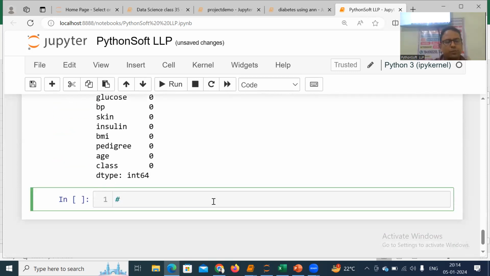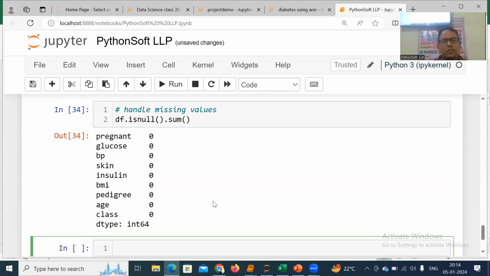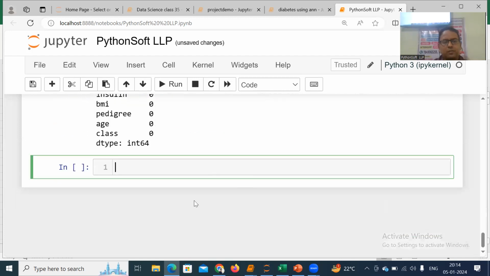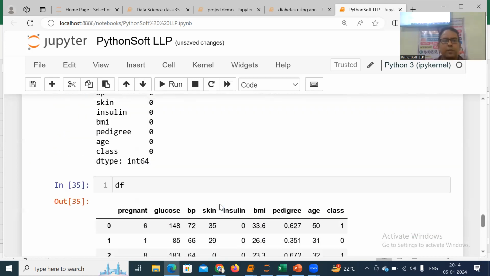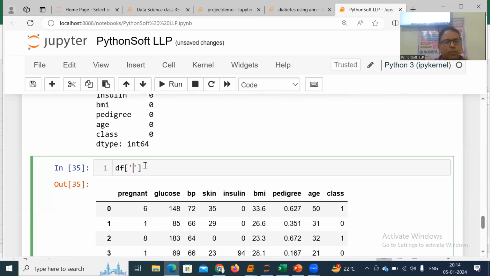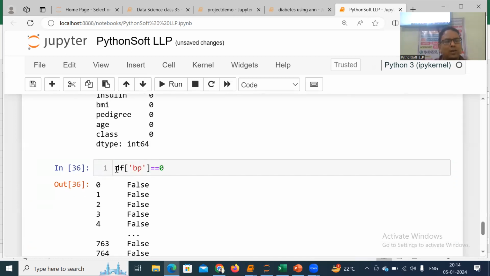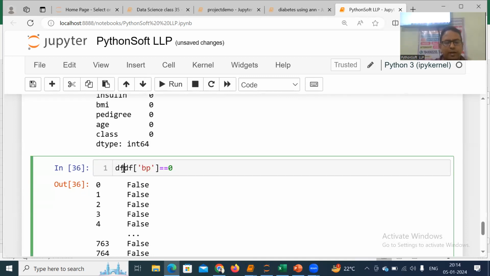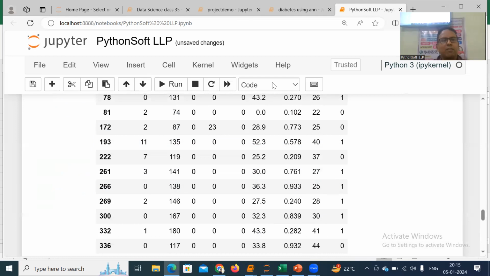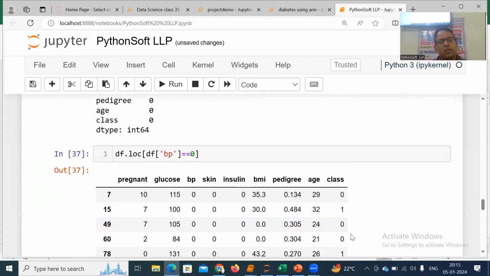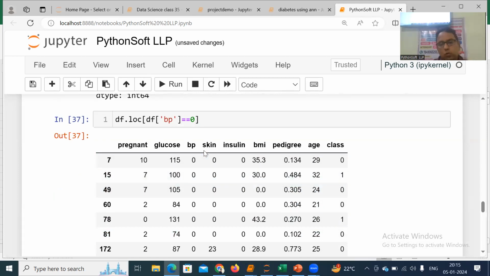But suppose I don't know whether the data is missing in some other way. Suppose I don't know how many people have zero blood pressure. If I display my data here, see, insulin is zero. There are some zeros. Suppose I have to check blood pressure, BP. Can blood pressure be zero? The answer is no. Let's see if somewhere blood pressure is zero. Display the locations where the blood pressure is zero. See, these are the locations. If blood pressure is zero, the person is dead. So zero means these are the missing values.